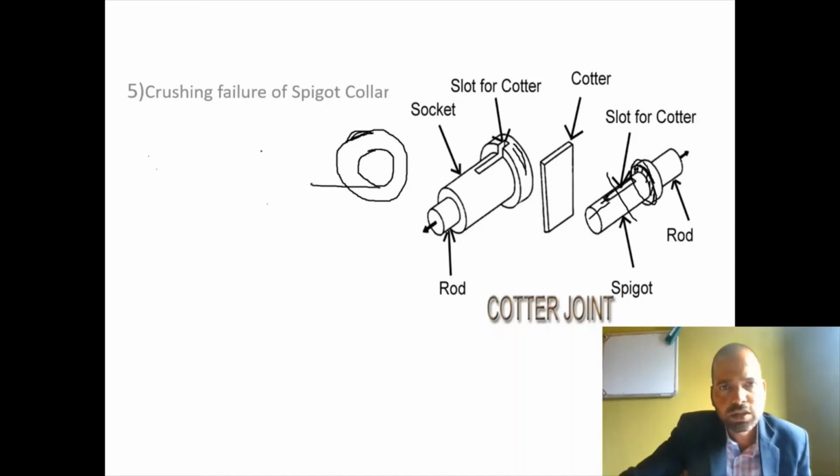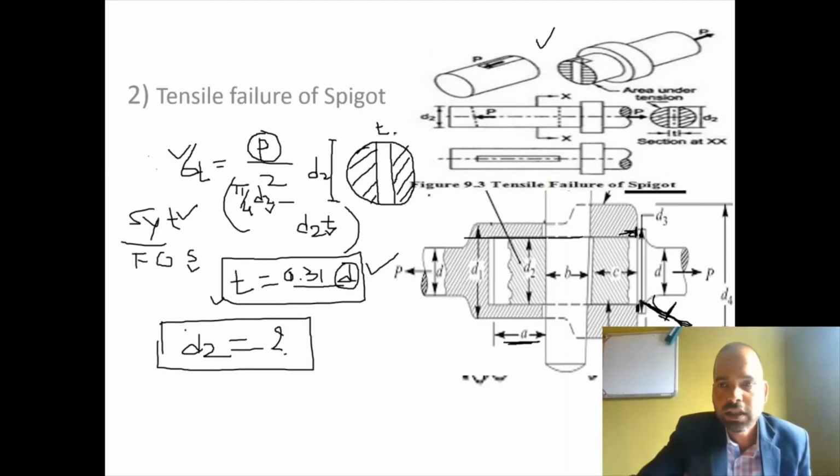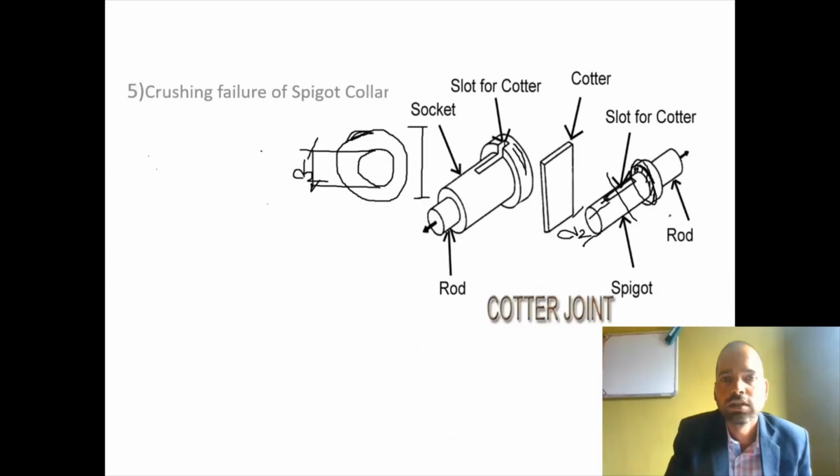So this diameter is equal to diameter D2, right? This is the diameter D2 we have discussed earlier. Then the outer diameter, if you see the diagram, this diameter is equal to D3. What is the diameter? D3, the external diameter of the collar. So this diameter is equal to D3, right?